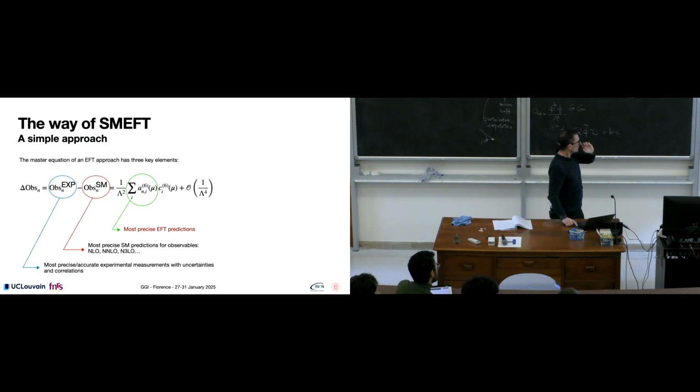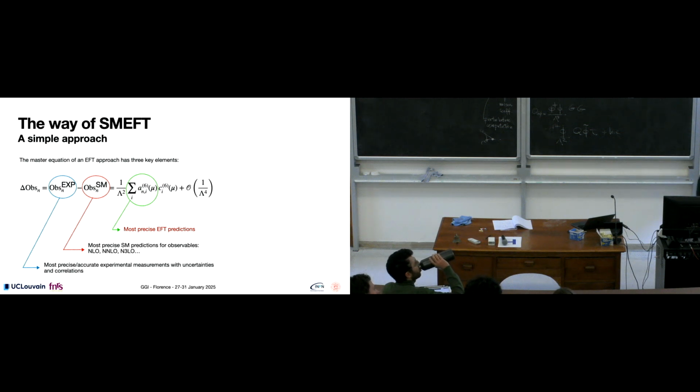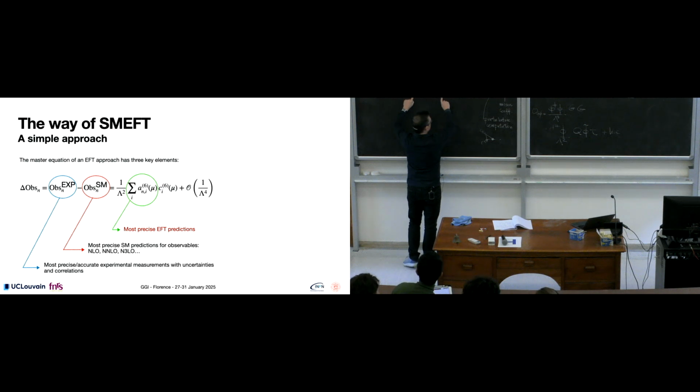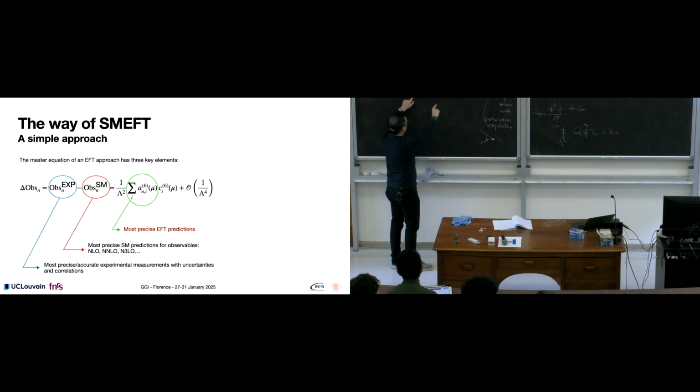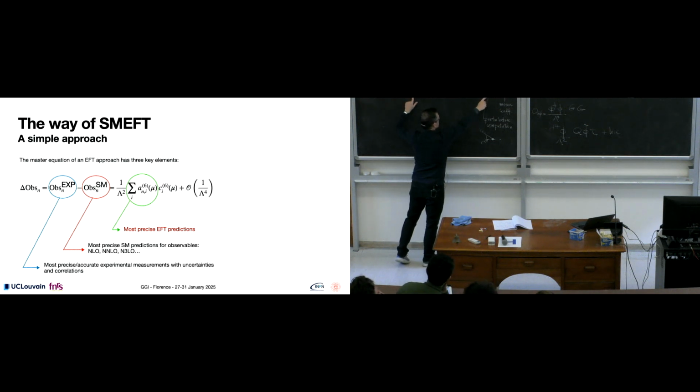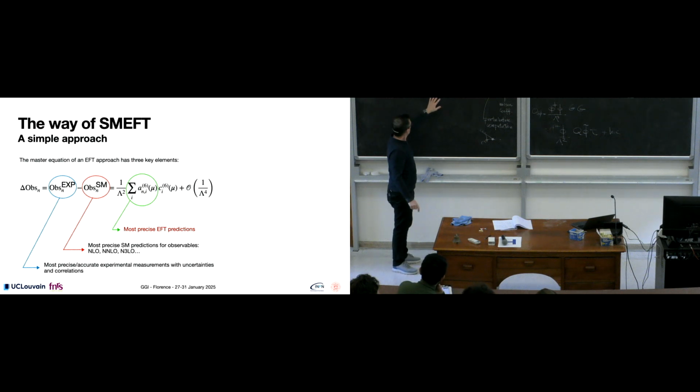So what you really want is to have the most precise measurement, the most precise prediction for the standard model. It's critical to have the most precise prediction of the standard model here, at the highest possible degree, because if you get this wrong, then you are going to absorb into the SMEFT higher order your inability to match these two. So these have to be matched the best you can, right?